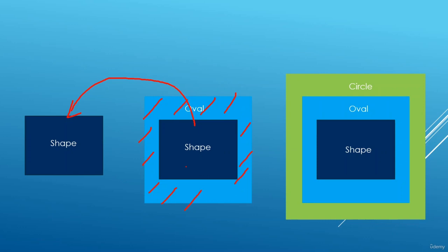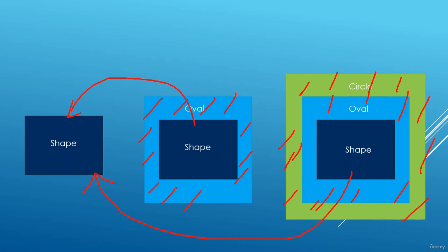We saw that this was referred to as slicing in C++, and the same is going to happen if you assign a circle object to a shape. The circle information is going to be sliced off, then the oval information is also going to be sliced off, and we're going to be left with the inner shape part that we assign to our shape object here.